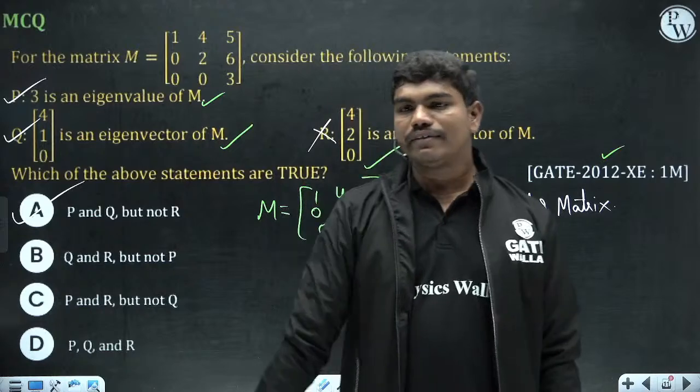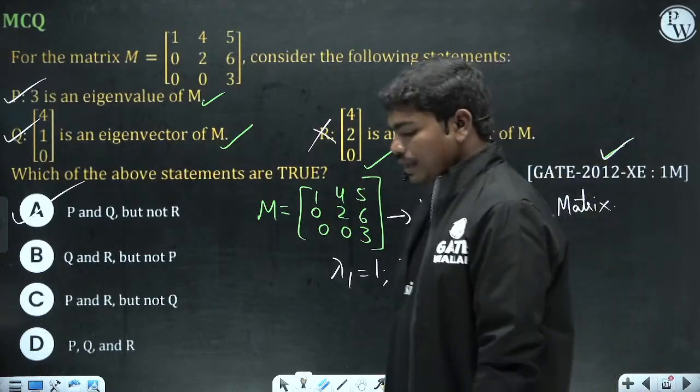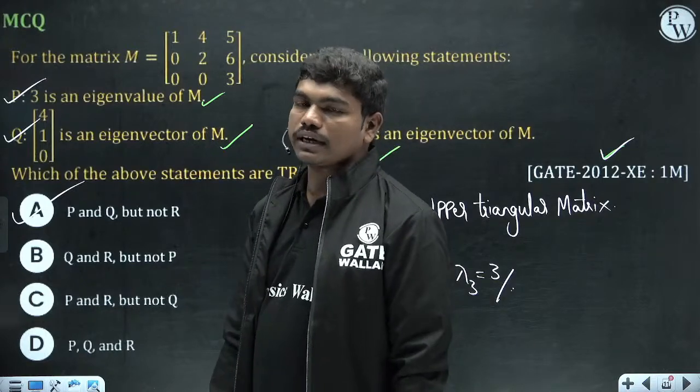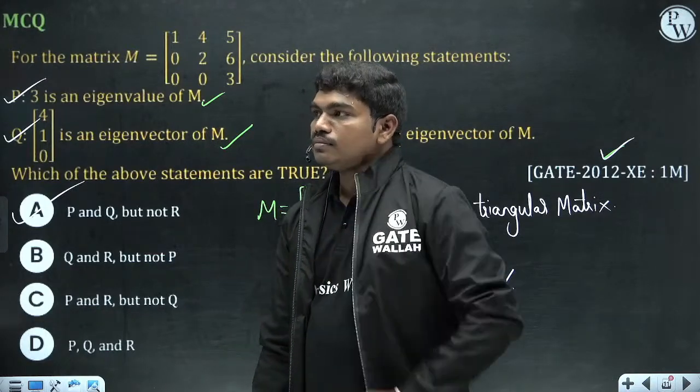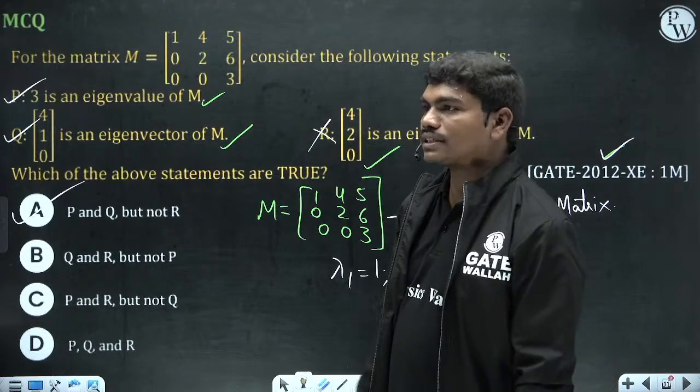So basically we have to check the eigenvectors in this case. This was asked in 2012, long back. At that time, GATE was probably a descriptive kind of thing. Okay, so A is the correct answer here.